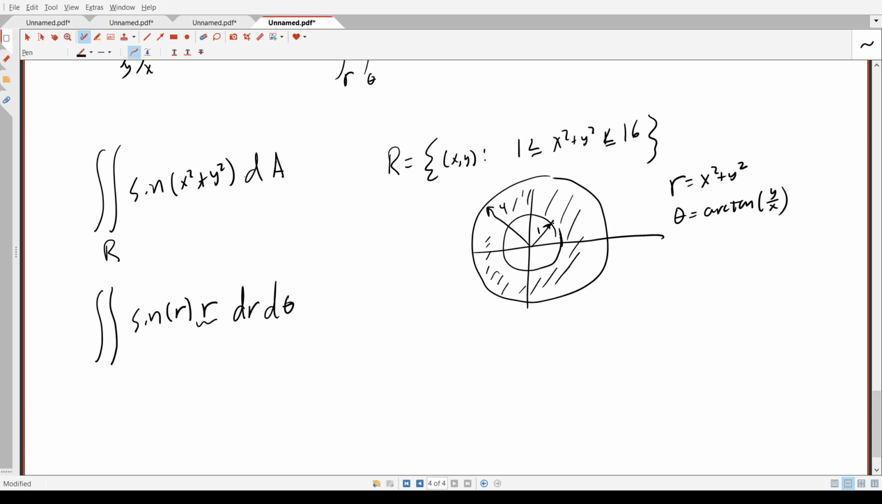What is the minimum radius? The minimum radius is 1, so that goes from r equals 1. And then along that same angle, what is the maximum radius? It's going to be 4.